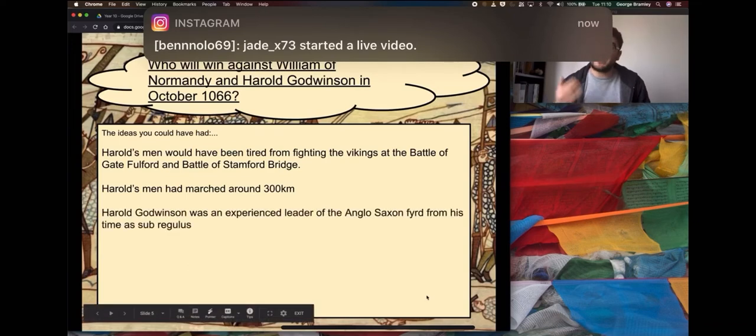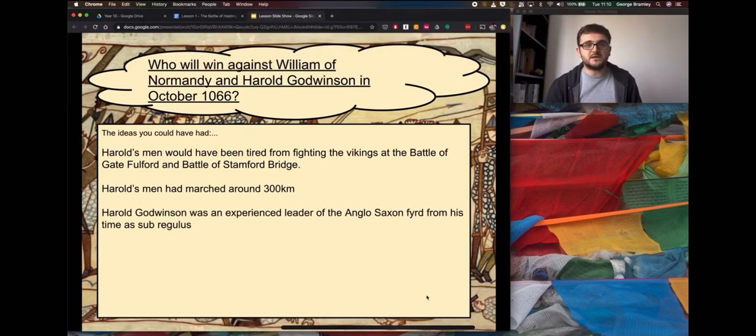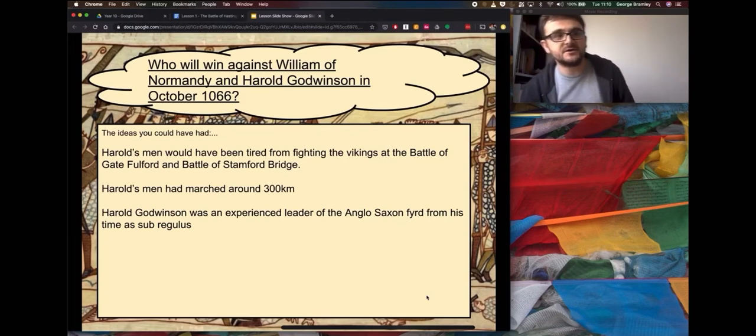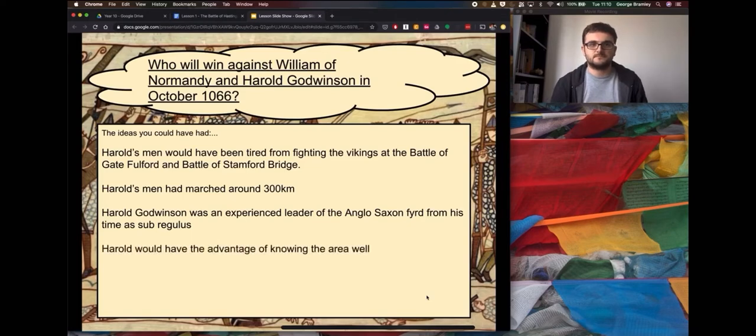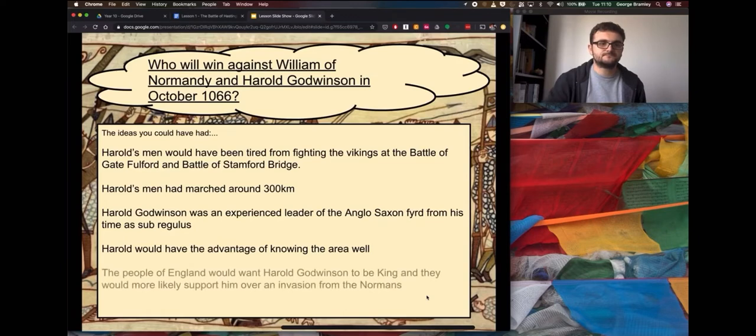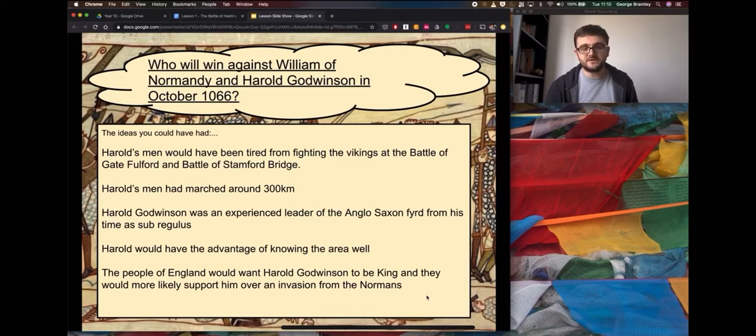You've also learned that Harold Godwinson would have had some advantages. He was an experienced leader of the Anglo-Saxon feud from his time as Edward the Confessor's subregulus. Harold was also very experienced from his time as an English earl, so he would know the landscape of anywhere he was fighting William of Normandy very well. And finally, the people of England would have wanted their king, Harold Godwinson, to stay as king, so they'd more likely support Harold Godwinson and oppose an invasion from the Normans. So Harold would likely have the support of the surrounding people.